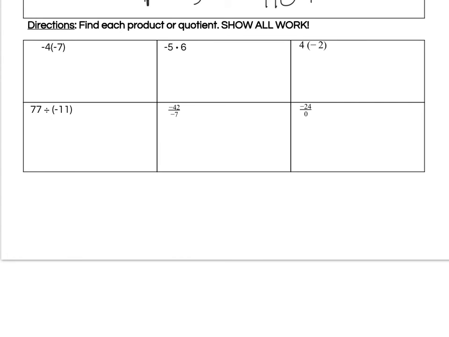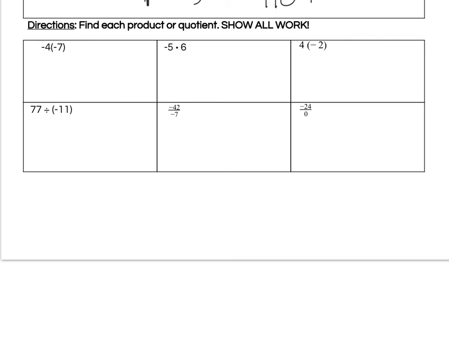Find each product or quotient. Show all work. There's not a ton of work to show here, but you definitely need to remember that the rules have changed. A negative times a negative is a positive. Positive times a positive is a positive. A negative times a positive is a negative, and a positive times a negative is a negative. Same thing with division. All right, here we go.